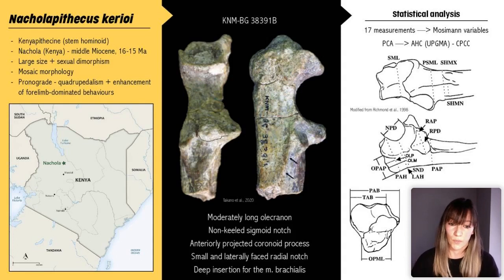radial notch, for instance. So in our study, we took up to 17 measurements on this proximal fragment in the middle, but also on the proximal ulna belonging to the species holotype and a sample of living and extinct anthropoids. We calculated the Mosimann variables to remove the effects of size in our subsequent multivariate statistical analysis and performed some hierarchical clustering based on the UPGMA algorithm with the PC scores. Finally, we calculated the cophenetic correlation coefficient to check the goodness of fit of the clustering.